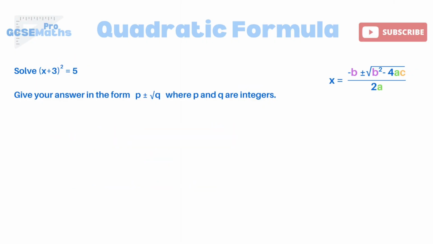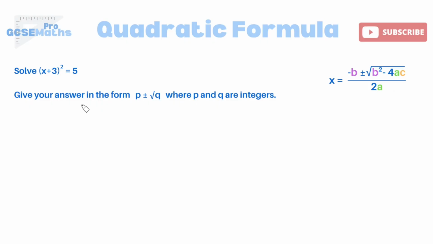Okay, so now we've got a different question worded slightly differently. So we've got here, solve (x plus 3) squared equals 5, which, first of all, if you kind of imagine expanding that, hopefully you can see that that would be some kind of quadratic, because I'm going to end up squaring the x, aren't I? So I know, just looking at that equation, that's probably going to be a quadratic equation.